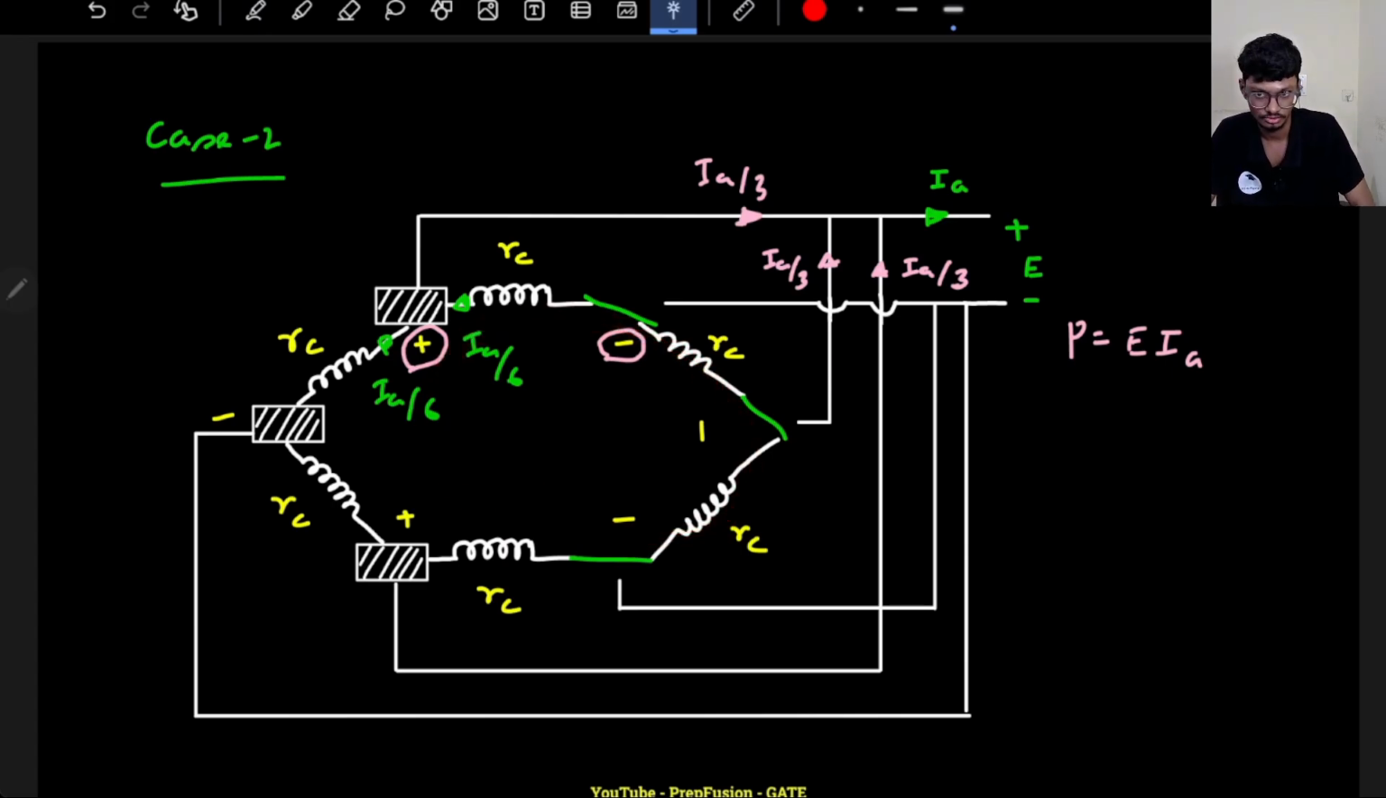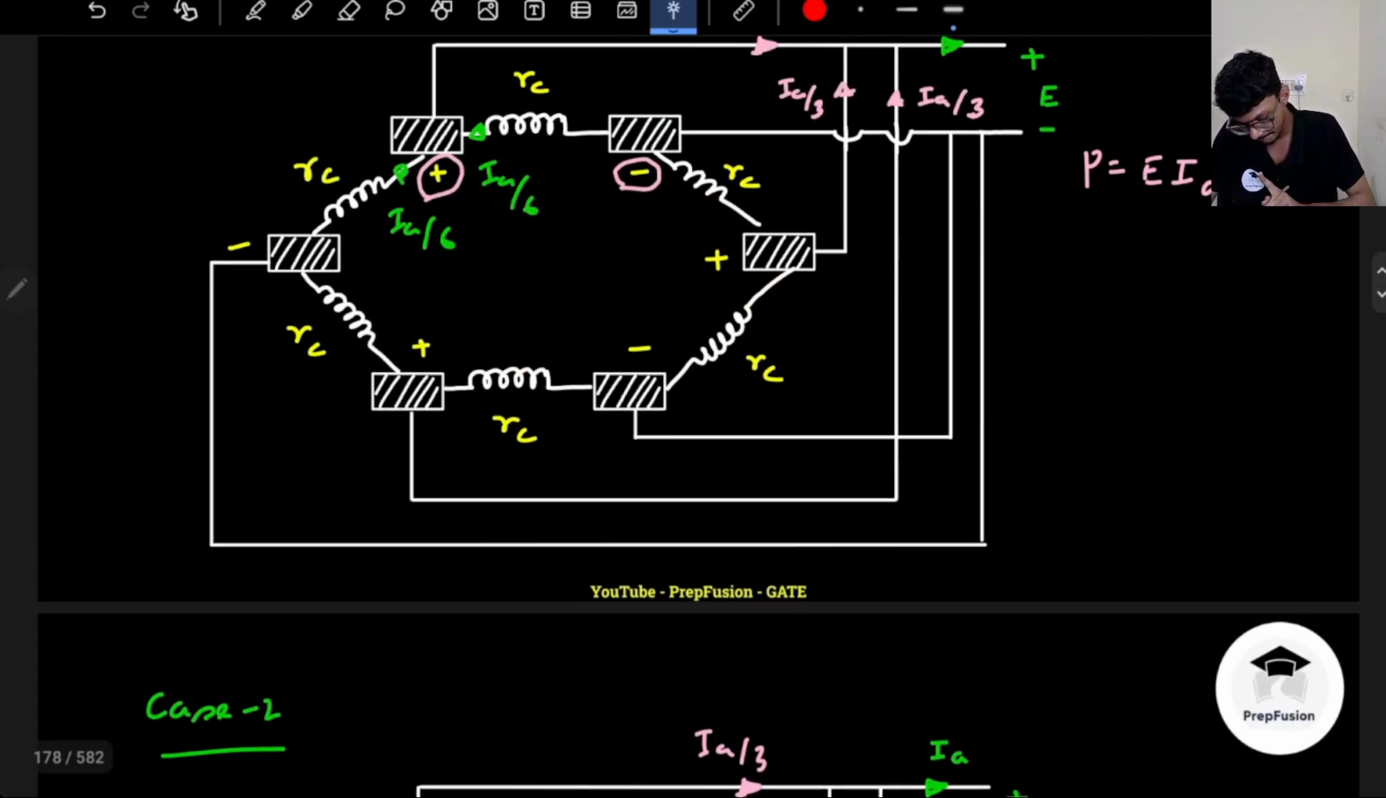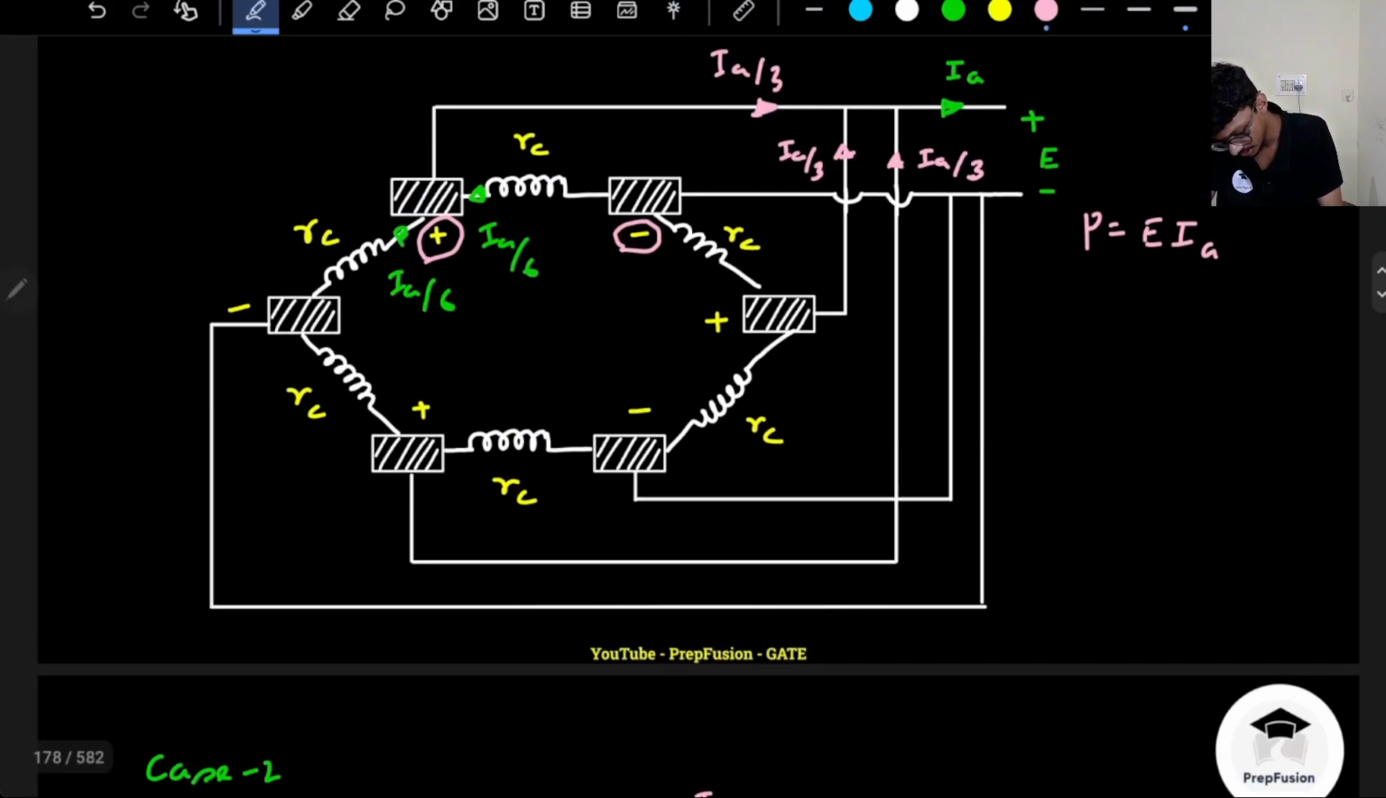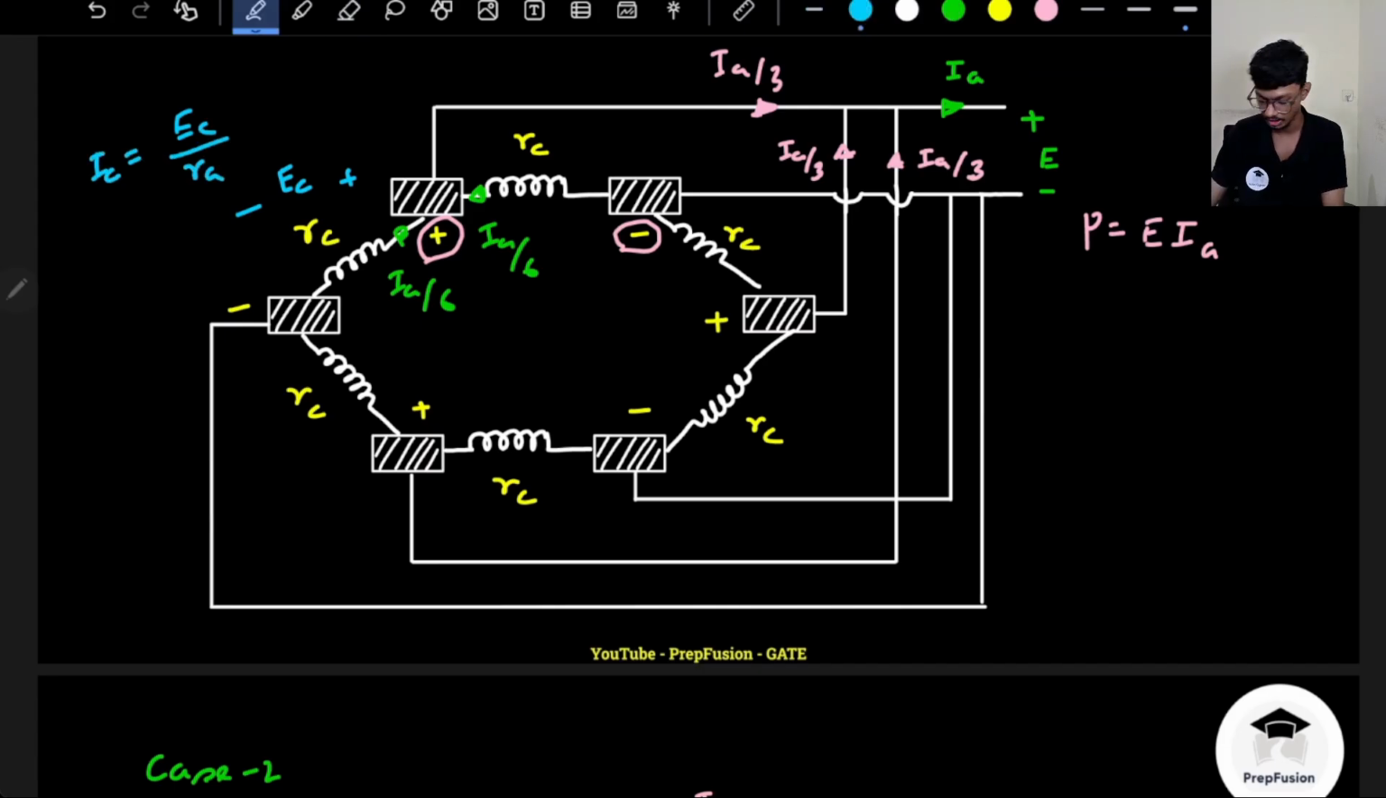That is the important portion to understand. So remember, what is the induced EMF here? Let me write the induced EMF to be EC. Okay, if the induced EMF is EC, what is the current? If the coil resistance is RC, the current will be IC equals EC divided by RC, for each coil, which is equal to IA by 6, right? So induced EMF divided by RC.